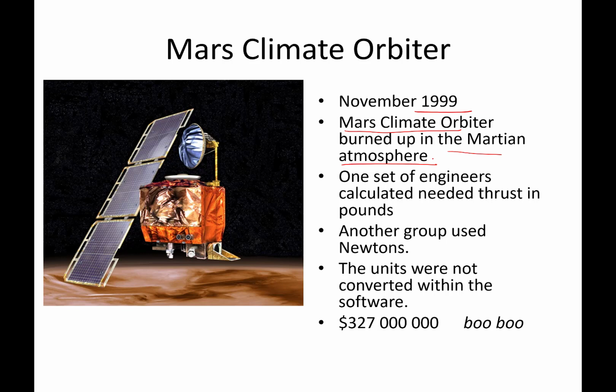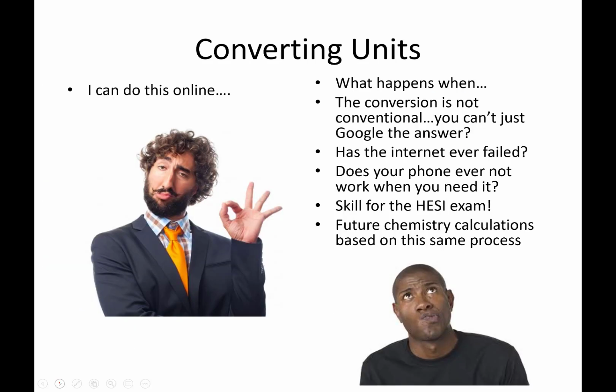They found out that one group was using pounds and one group was using newtons to calculate the thrust. And within the software, it didn't convert between one unit and another. This little conversion error was a $327 million boo-boo. And so converting and units are a very big deal in science, no matter how small or how big the endeavor that you're working upon.